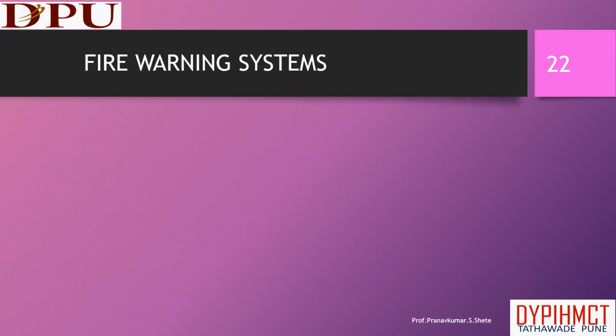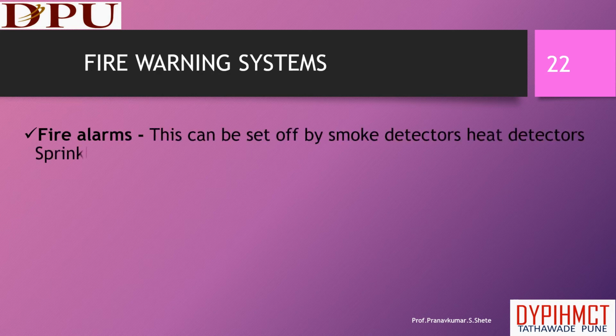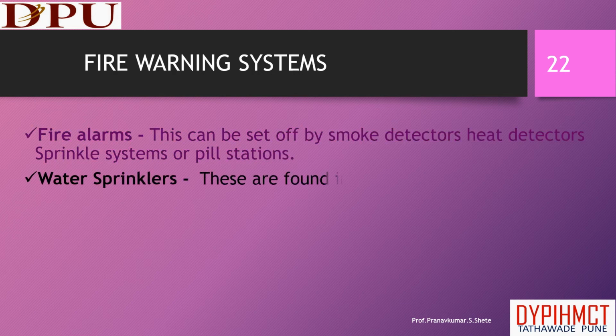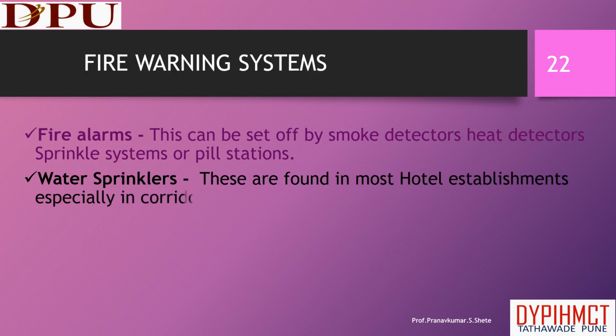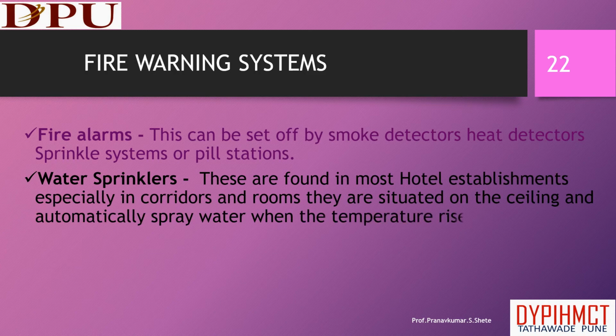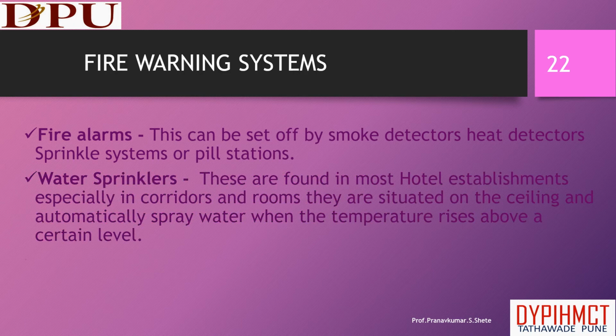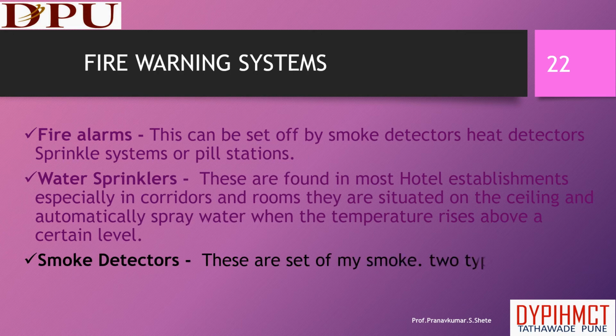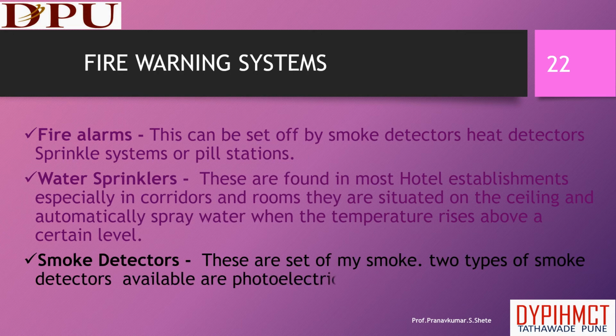Fire warning systems. Fire alarms, this can be set off by smoke detectors, heat detectors, sprinkler systems, or pull stations. Water sprinklers: these are found in most hotel establishments, especially in corridors and rooms. They are situated on the ceiling and automatically spray water when the temperature rises above a certain level. Smoke detectors, these are set off by smoke. Two types of smoke detectors available are photoelectric detectors and ionization detectors.